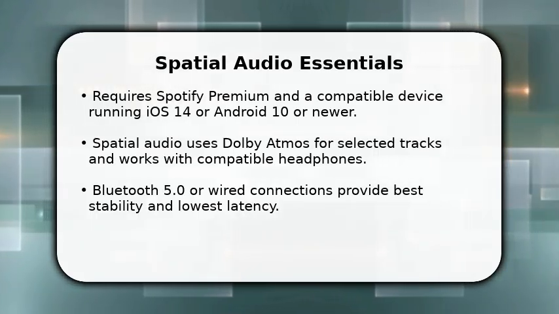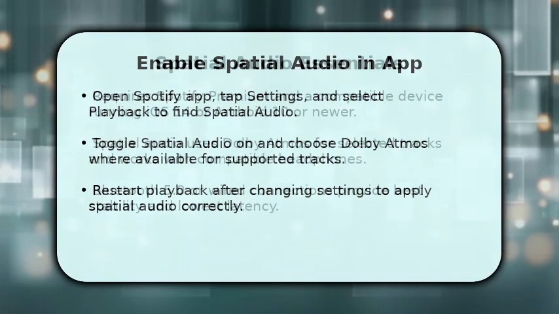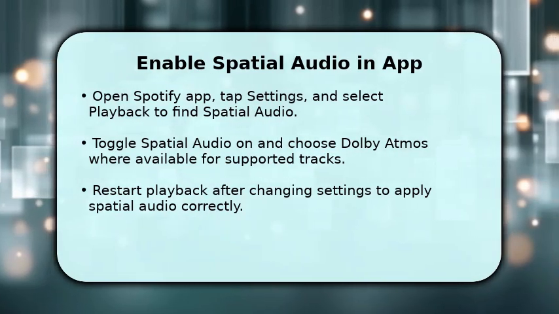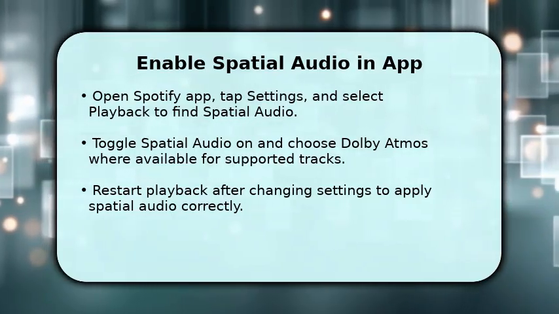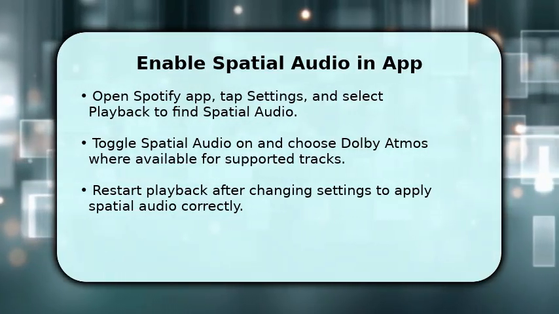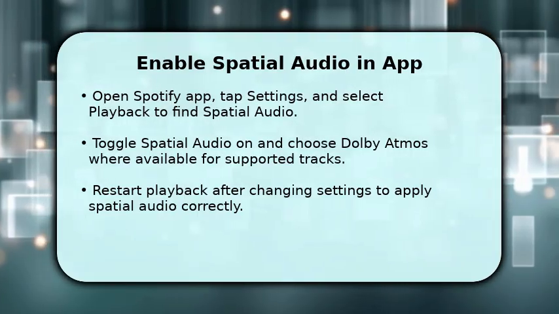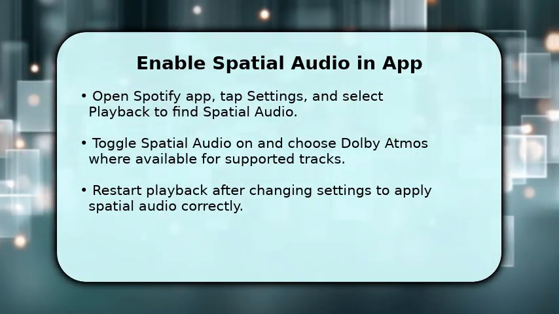Spatial audio uses Dolby Atmos for supported tracks. Open the Spotify app and tap the gear icon to access settings. Scroll to playback and look for the spatial audio option in the list. Toggle spatial audio on to enable the feature for compatible tracks.